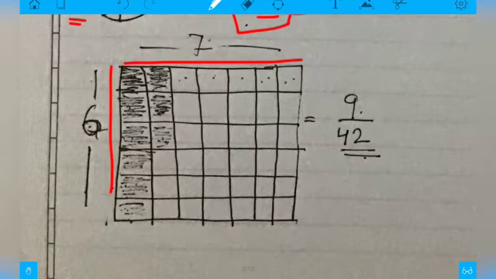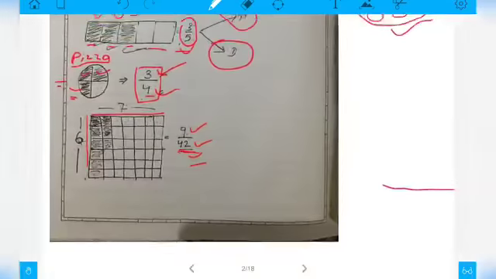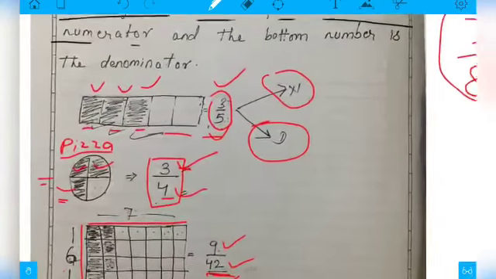Similarly, you will see over here there are 7 blocks horizontally and 6 blocks vertically. So how many total blocks? You will multiply 6 and 7, you will get 42. Out of these blocks, 9 blocks are filled up. So the shaded portion is 9 out of the total 42, so 9 by 42 will be the fraction. Now, dear student, I hope you understood what a fraction is.